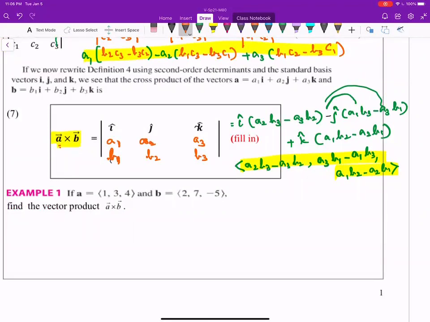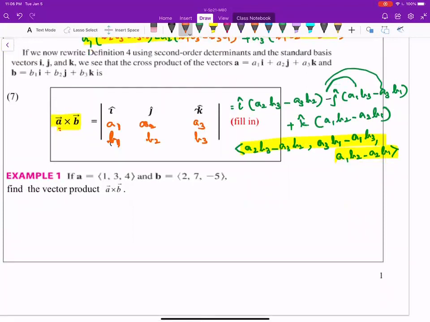If vector A is 1, 3, 4, and vector B is 2, 7, negative 5, find the vector product A cross B. So we will use the same formula that we said in 7. So let's try that. A cross B, so its determinant I, J, K, then the second row, the components of vector A, 1, 3, 4. Then the components of vector B, which are 2, 7, -5.